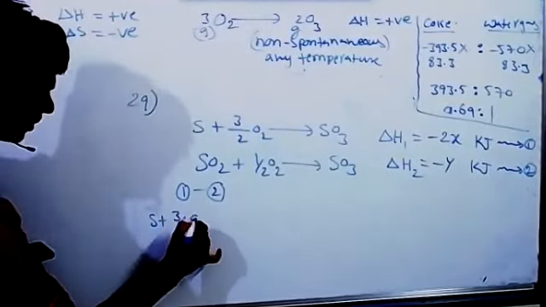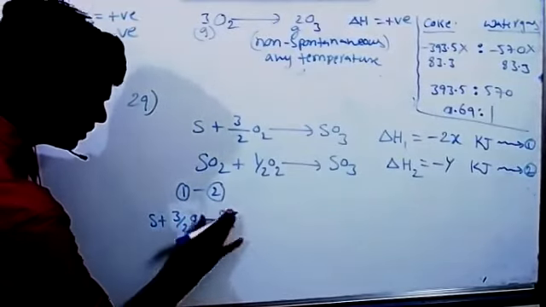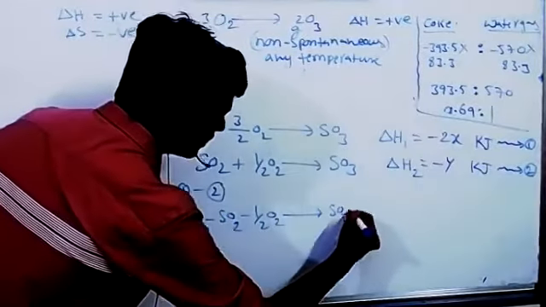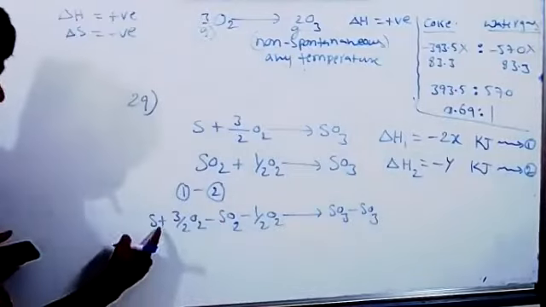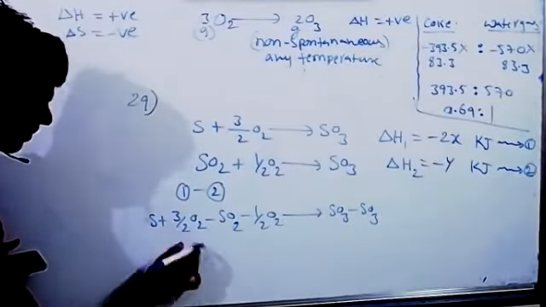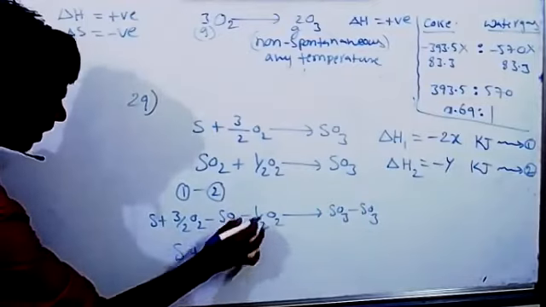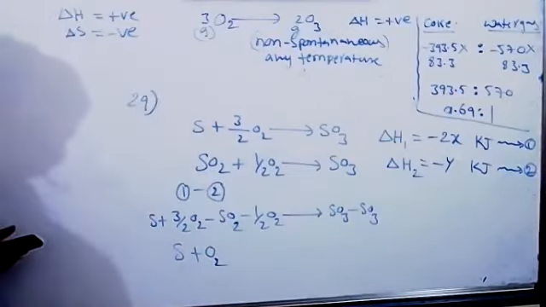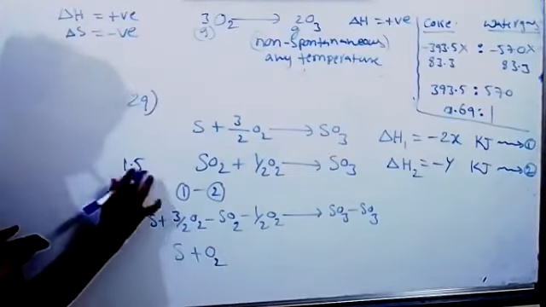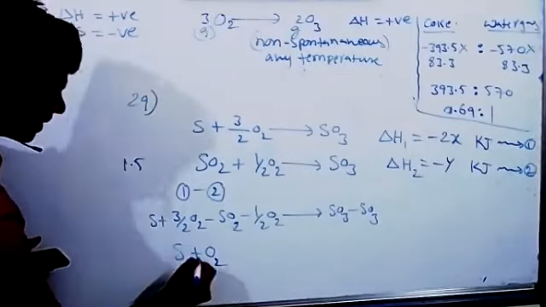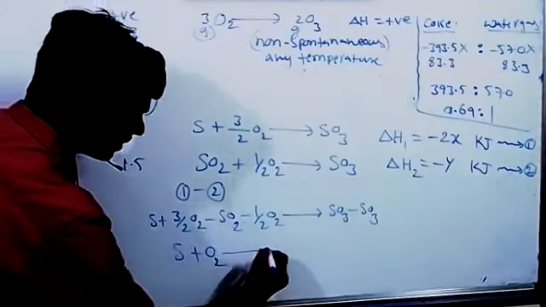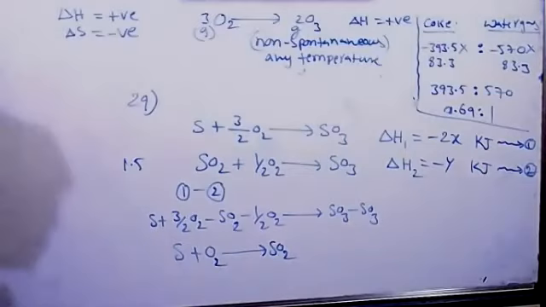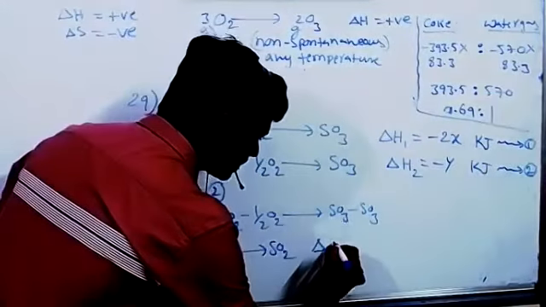S plus 3 by 2 O2 minus SO2 minus half O2 gives rise SO3 minus SO3. So these both are cancelled. Sulfur is remaining. Here 3 by 2 O2, half O2. So 1 O2 is left here. 3 by 2 O2 means 1.5, here 0.5, 0.5 lost, only 1 is left. S plus O2 and minus SO2 move that side. It is giving SO2. So this is only required equation. S plus O2 gives rise SO2. This is the enthalpy of formation of sulfur dioxide.